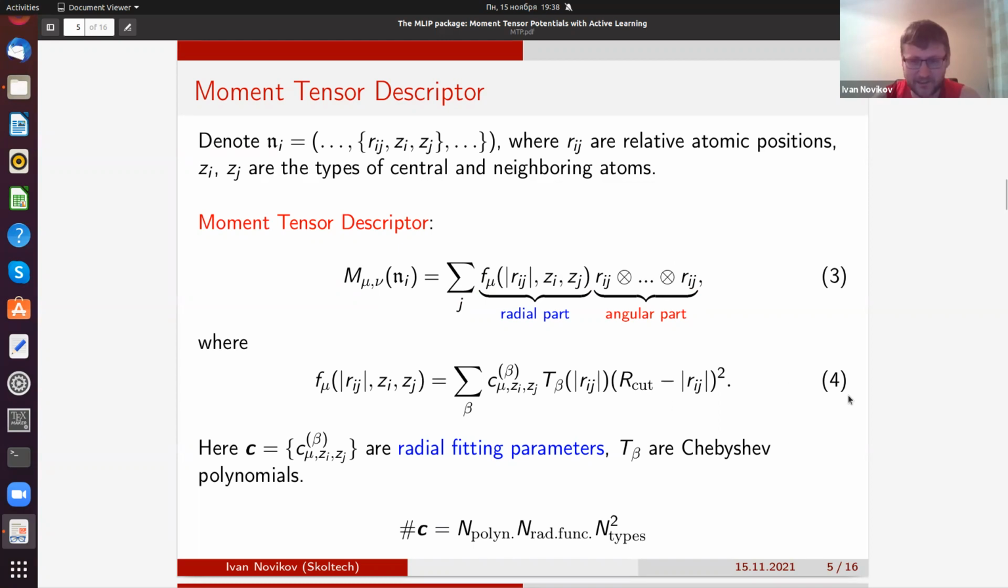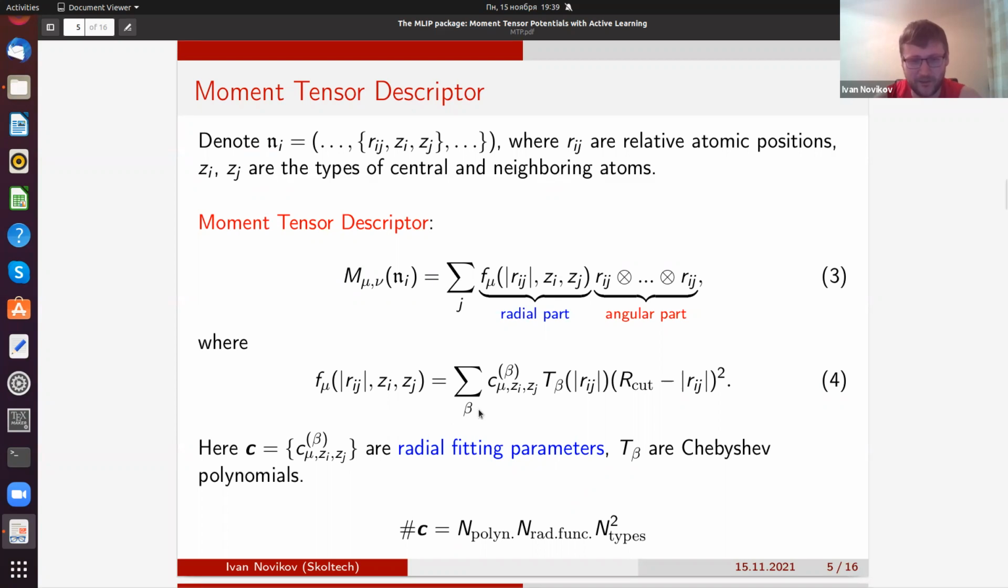The radial part is calculated with formula 4, where c are radial fitting parameters. Because f is the radial part, we call these parameters radial fitting parameters. Next, T beta are Chebyshev polynomials, and we multiply these Chebyshev polynomials by the difference between the cutoff radius and the distance between atoms. What is important is that the number of these radial fitting parameters is equal to this. Typically in practice, we use 5 or 6 radial functions, and typically we use 12 polynomial functions.